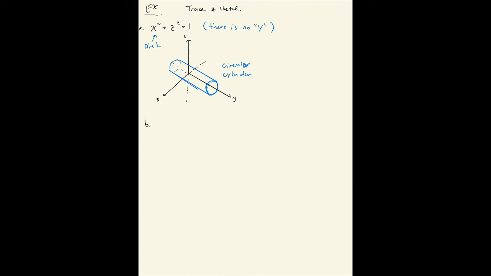And then the other, z equals 1 minus y squared. This is also simple. Yes, it has a parabola, and then the same principle applies.